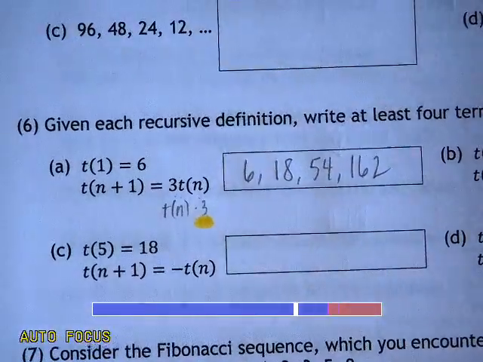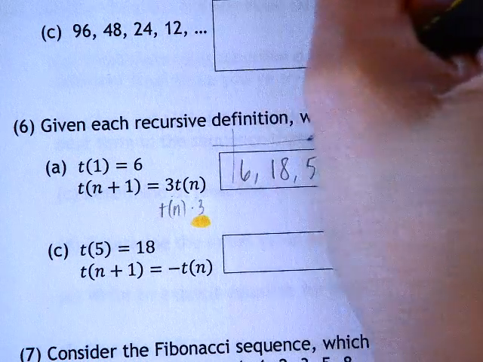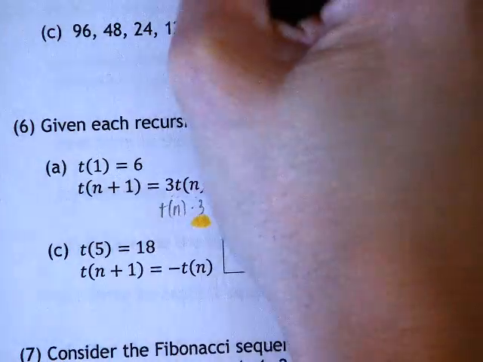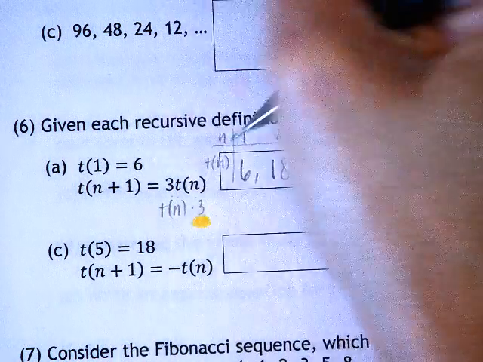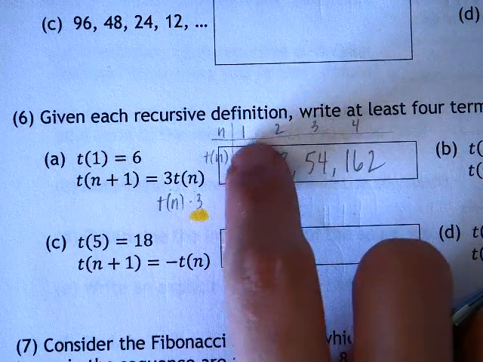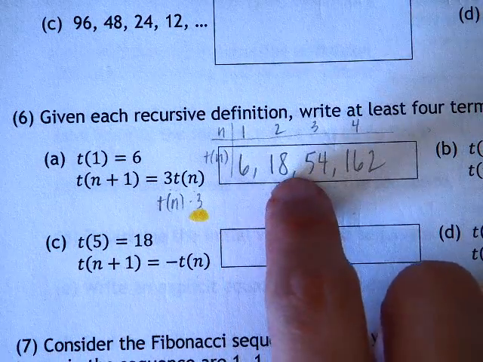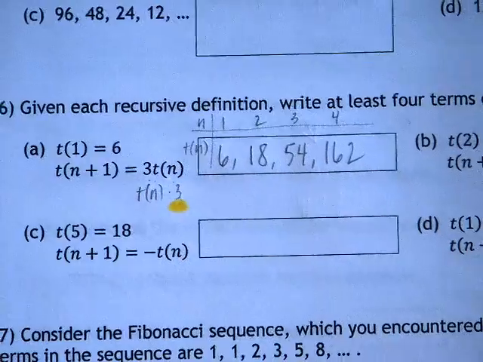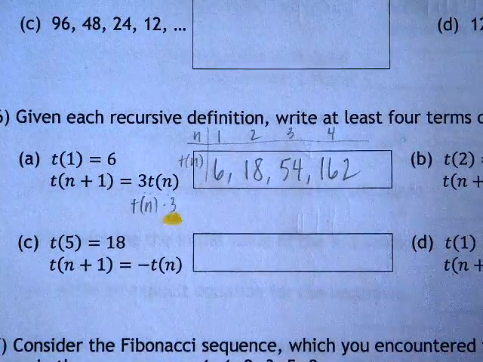If you want to make a little table of values, you certainly can, and you can label which terms in the sequence you have. So for example, if I wanted to make my answer space a little bit more detailed, I could say that 6 is the first, 18 is the second, and so on and so forth. Or you can just write the list of numbers. When you check the answer key, you'll just see a list of numbers.